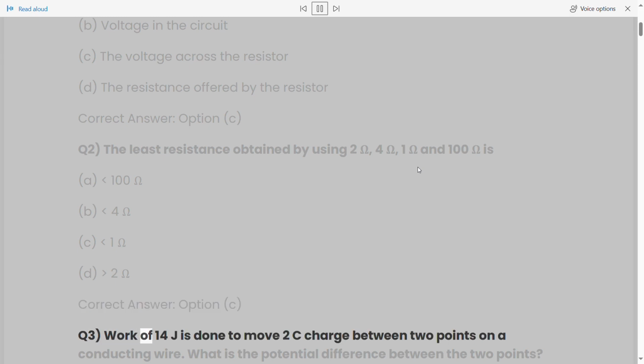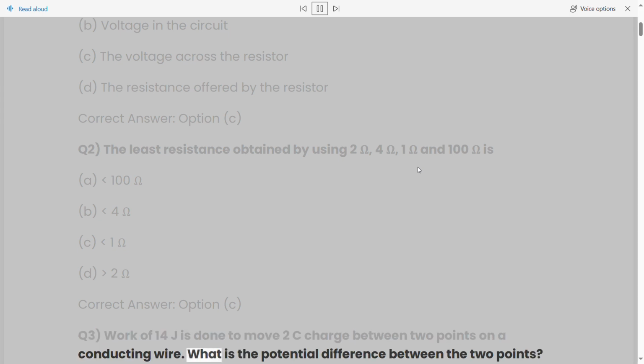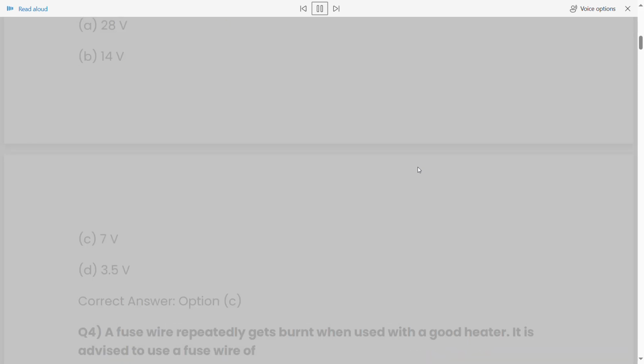Q3. Work of 14 joules is done to move 2 C charge between 2 points on a conducting wire. What is the potential difference between the 2 points? A. 28 V. B. 14 V. C. 7 V. D. 3.5 V. Correct answer option C.